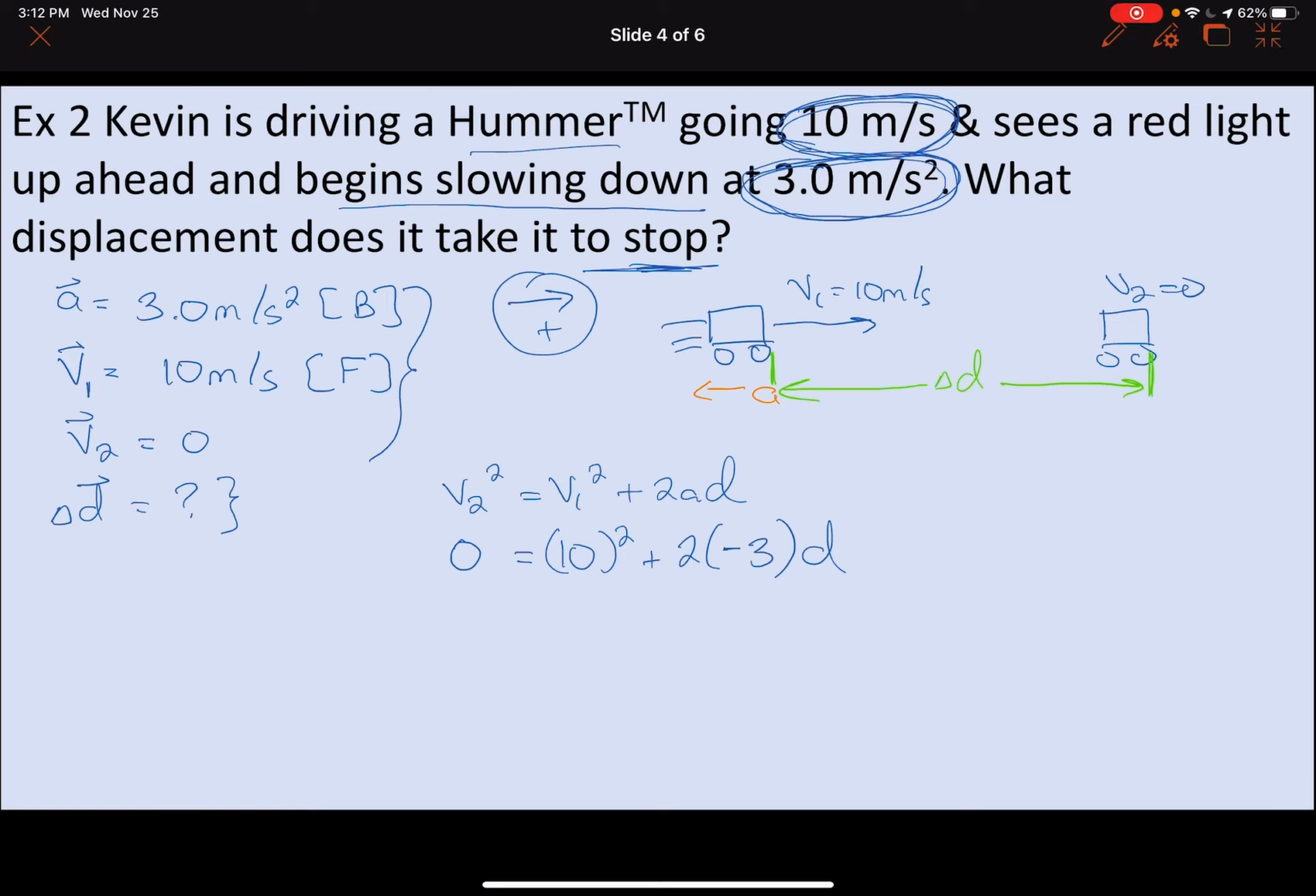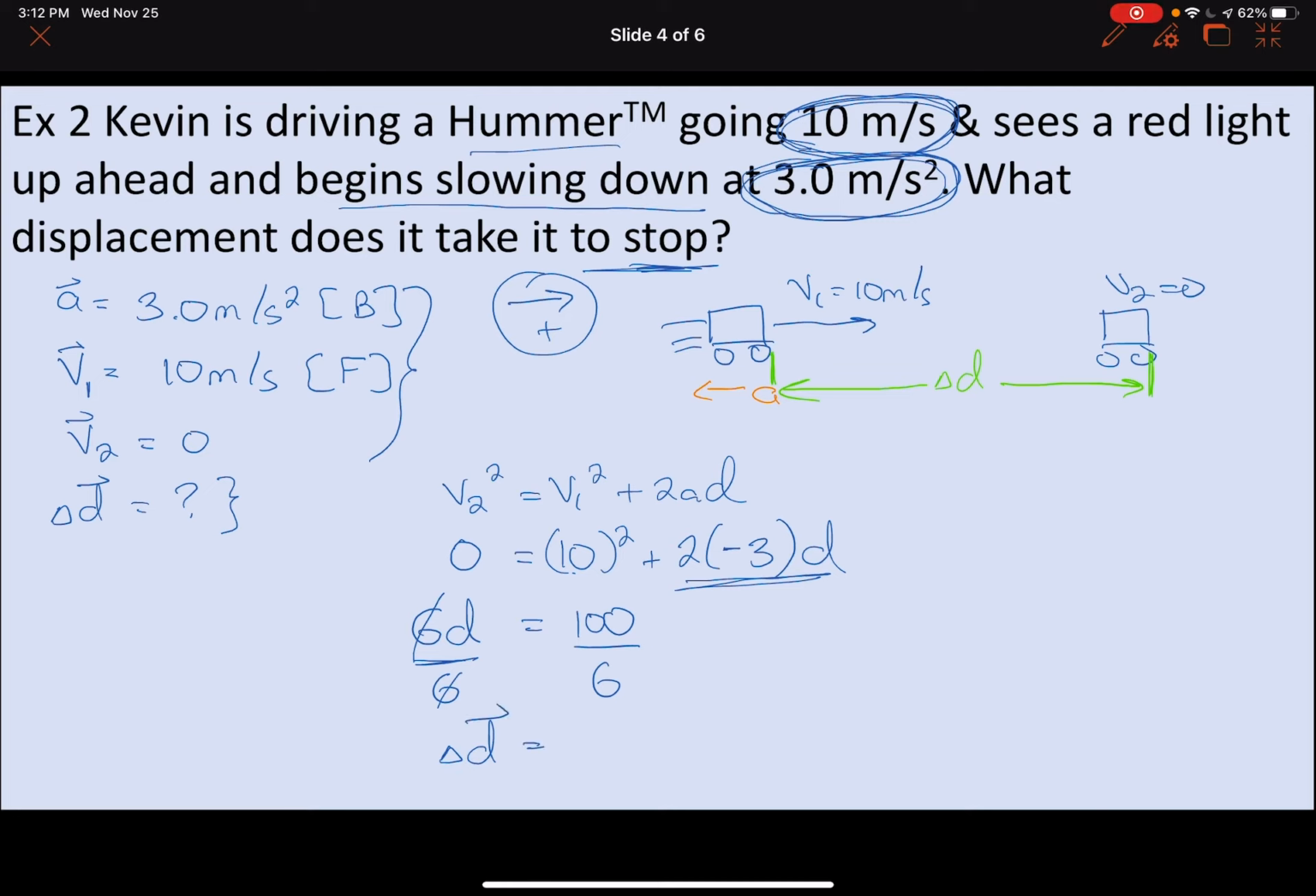I'm going to take that to the other side. That's going to become positive 6d, and 10 squared is 100. So this thing right here became that thing right there. That line is good because then I'll divide both sides by 6. It can cancel out over here. What we're really solving for is a displacement here.